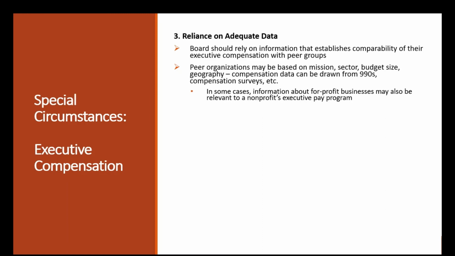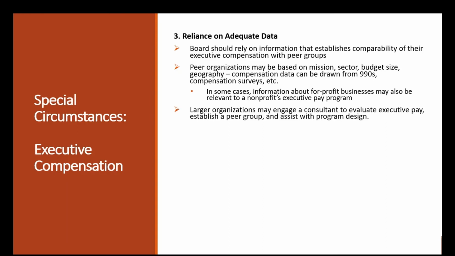Say you have professionals like lawyers or doctors working in your organization. That's an example where you don't only have to look at the nonprofit sphere. It might be relevant to broaden out your data from also the private sector. Larger organizations may, and often do, engage a consultant to evaluate executive pay, establish their peer group, sort through the compensation surveys, and generally assist with their compensation program design. We have some guidance that for smaller organizations with annual revenue of less than 1 million, they can use 3 comparable organizations and draw their information from public returns from 990s.